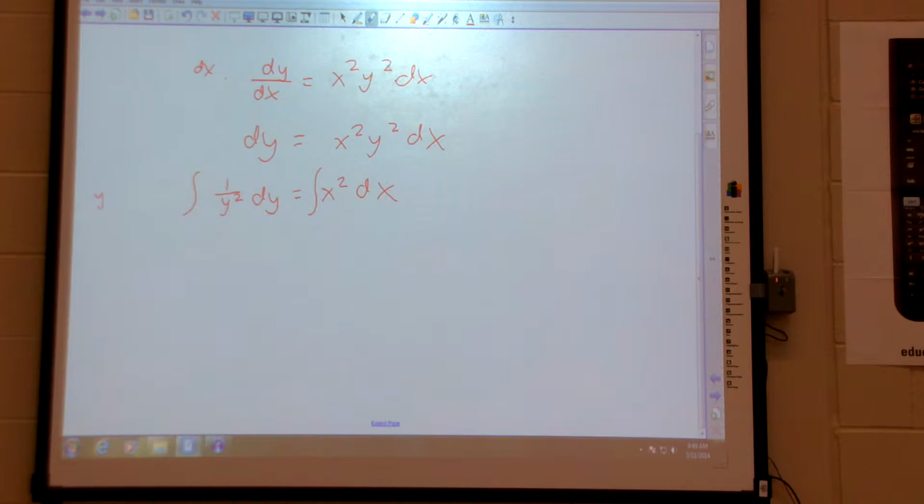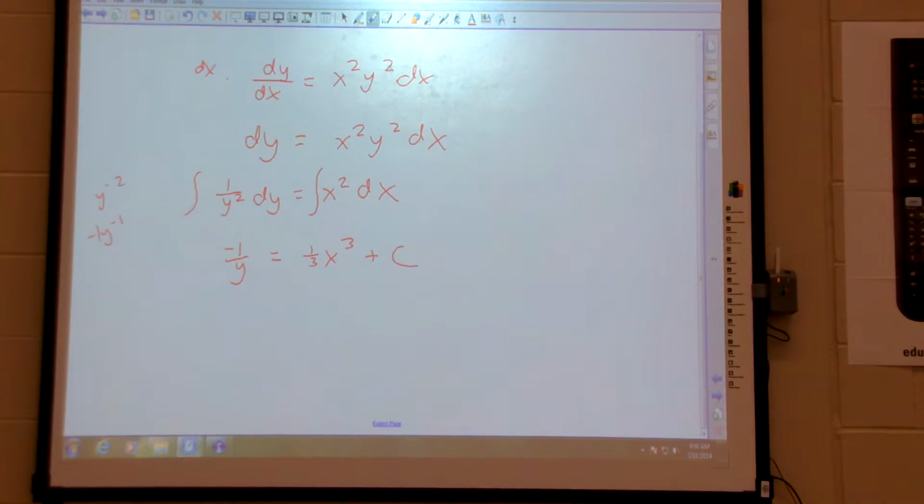Now that is y to the negative 2, so my antiderivative, add 1 to the power and divide by it, will be negative 1 over y. You want to follow that? The antiderivative over here is 1/3 x cubed. Now, I'm going to put a plus c.